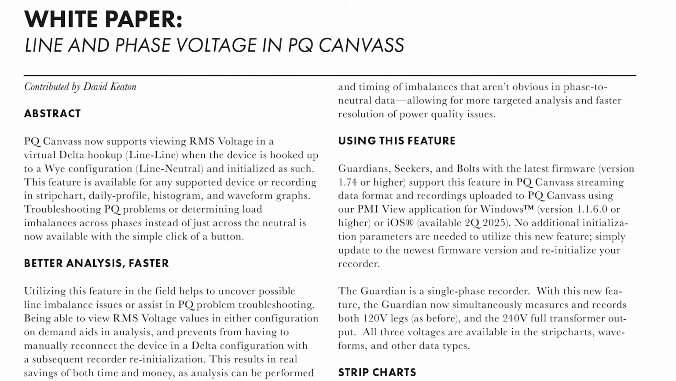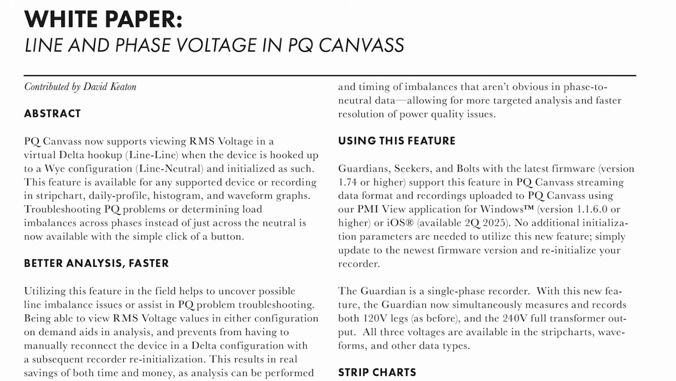Now with waveform captures, the recorder doesn't actually have to do anything. Because the raw waveforms are available, the software itself, either PQ Canvas or ProVision, can compute that for you. But the strip chart, where the data has been reduced to RMS values, is a different thing. That has to be done in the recorder itself. A Bolt or a Seeker can do this automatically.